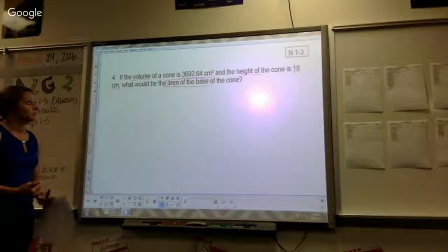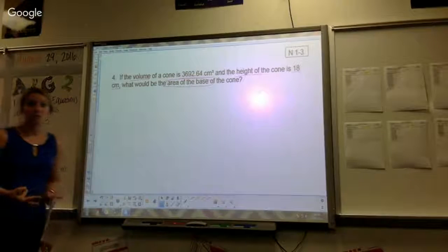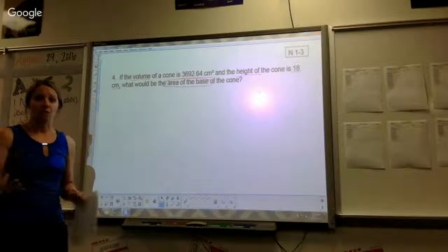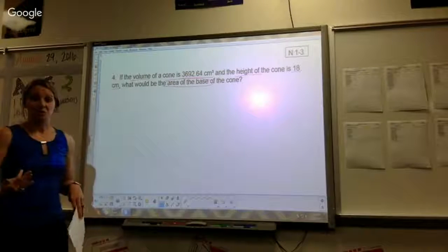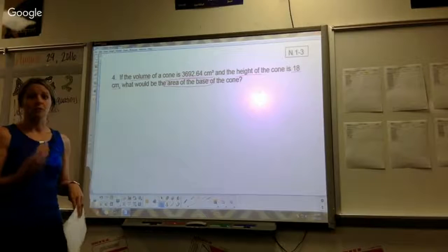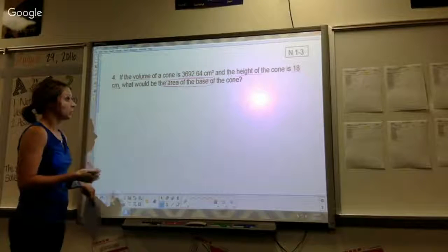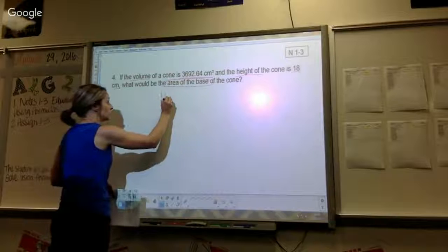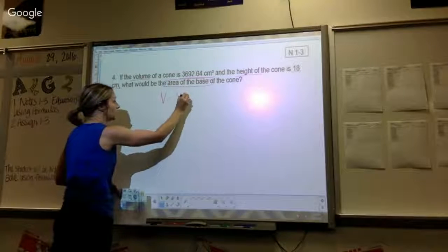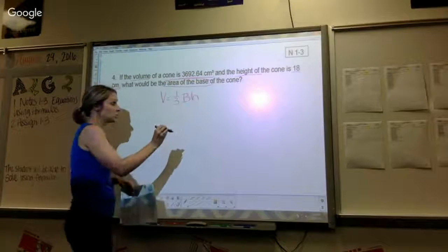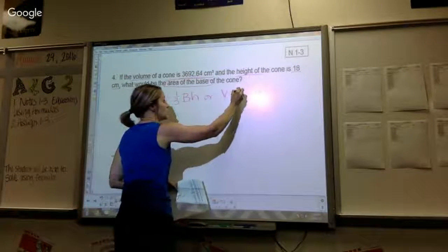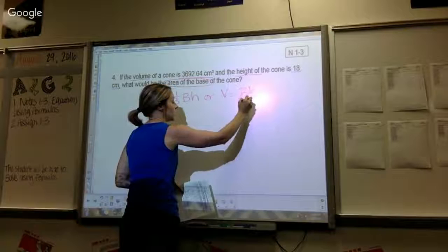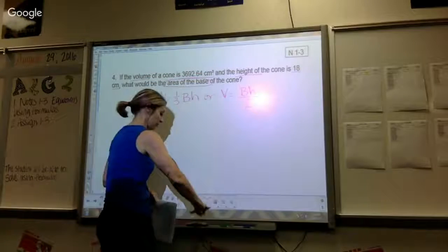So formula, we're talking about volume, height, and the area of the base. There's not a formula for area of the base. Some of you might say, oh, we need to find area. No. We're looking for the area of the base, but there's not a formula for that. So we would need to look for the formula for volume of the cone. If you notice on your formula chart, it's 1/3 big B times H, but you can also write it as B equals area of the base, which is big B times height, divided by 3.